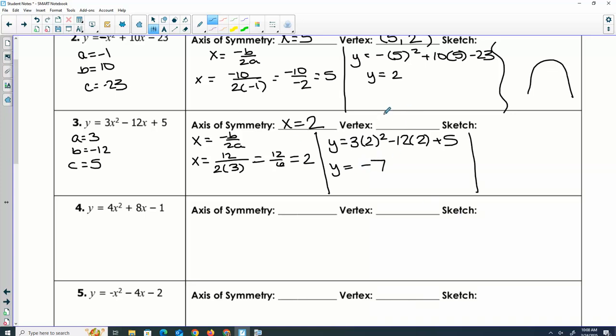Vertex is an ordered pair, x comma y. The x is 2, the y is -7. And my sketch, what's this parabola look like? Going upward. It's going upward because we had a positive a value. All right. Let's do one more.